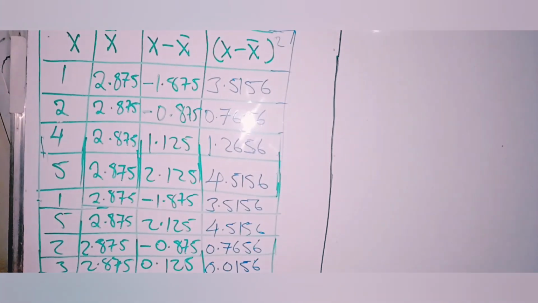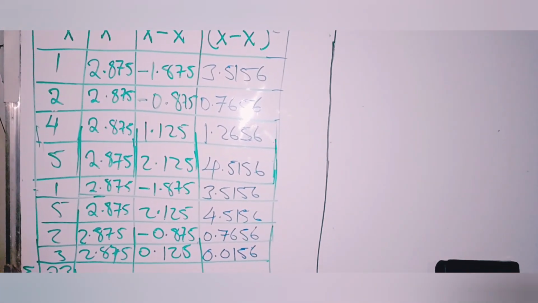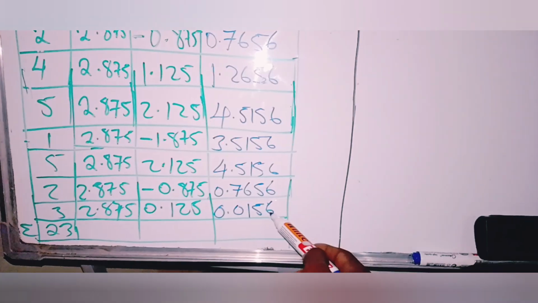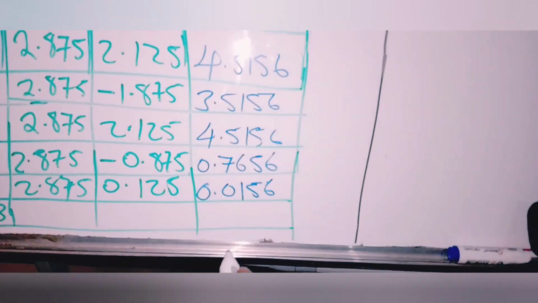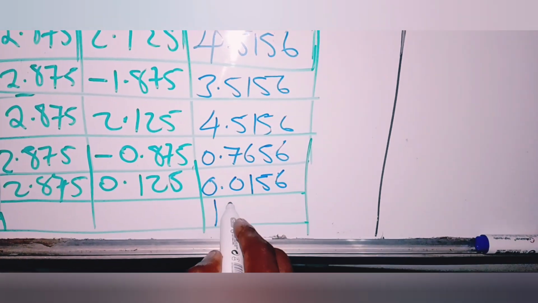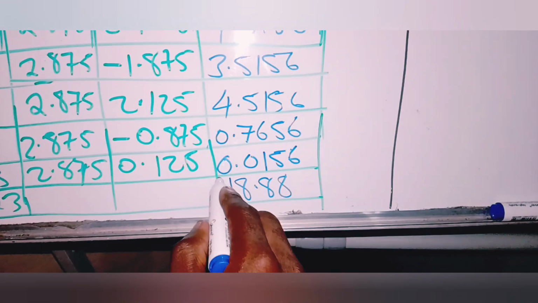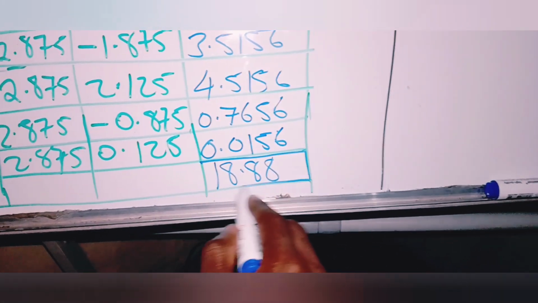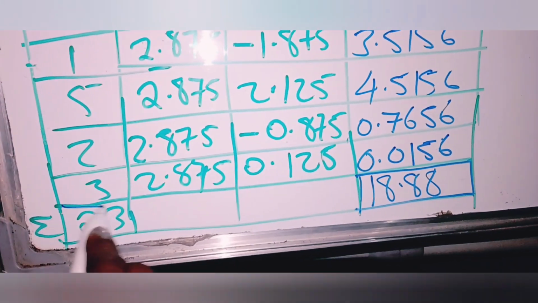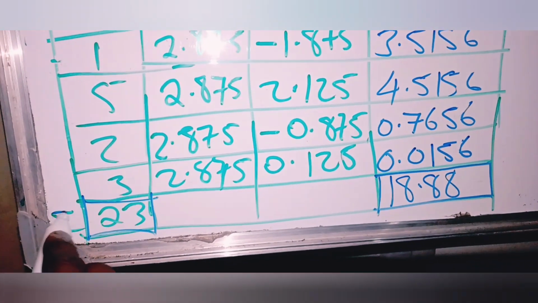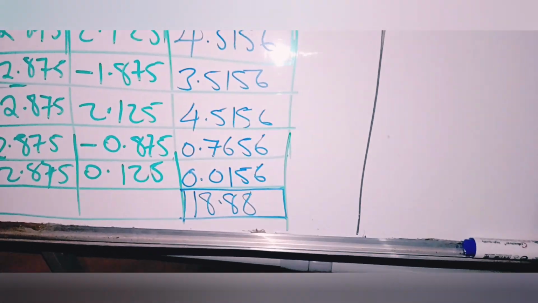So we have to sum 3.5156 plus 0.7656 up to 0.0156. And it is going to give you what? It is giving me 18.88 when I round it off. So this is what it is giving me when I sum up. Okay, so it is giving me 18.88.